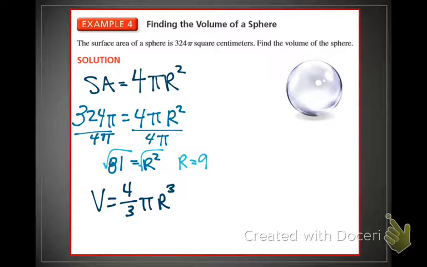Do not circle that answer. That's not the answer that we're looking for. We are going to use it. We know that volume is 4/3 pi r cubed, so plug it in.